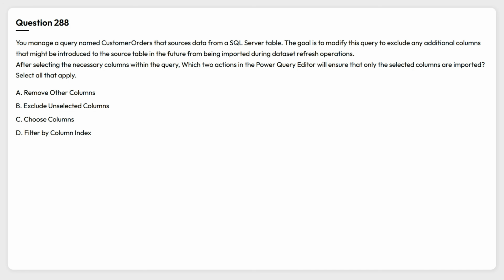After selecting the necessary columns within the query, which two actions in the Power Query editor will ensure that only the selected columns are imported? Option A. Remove other columns. Option B. Exclude unselected columns. Option C. Choose columns. Option D. Filter by column index.